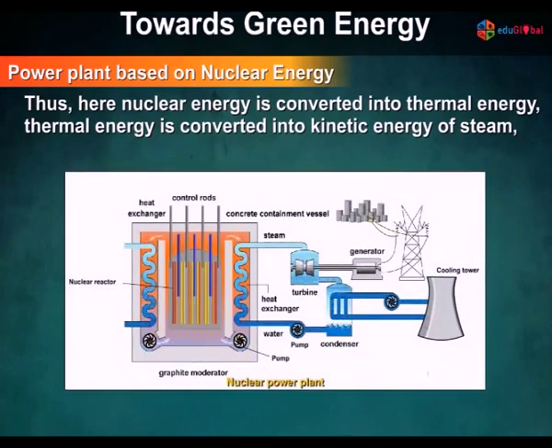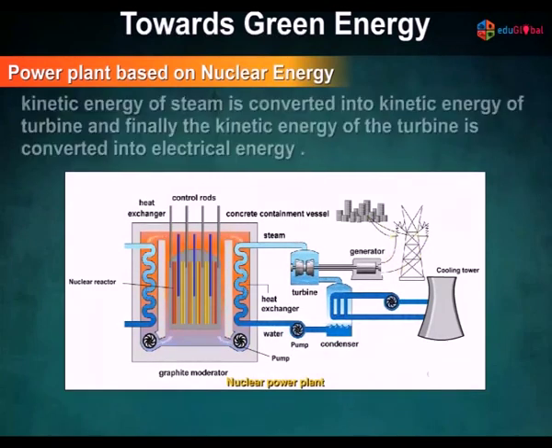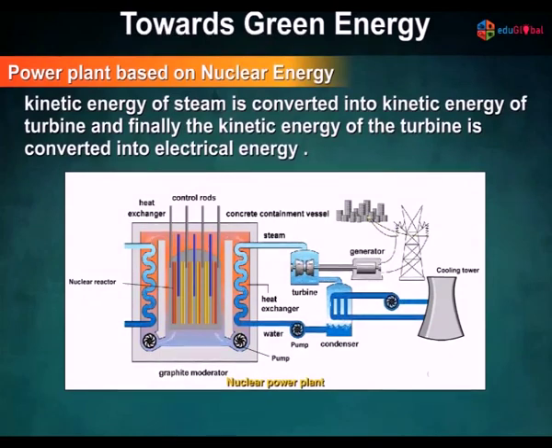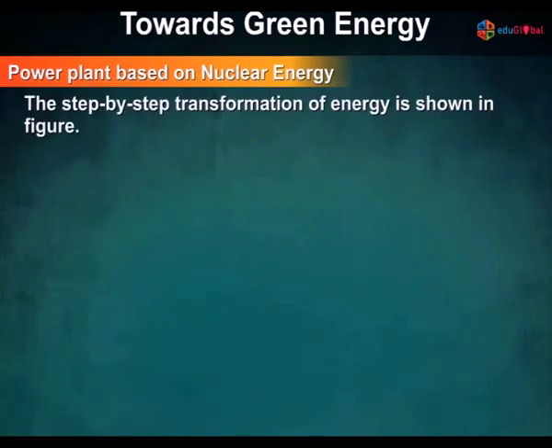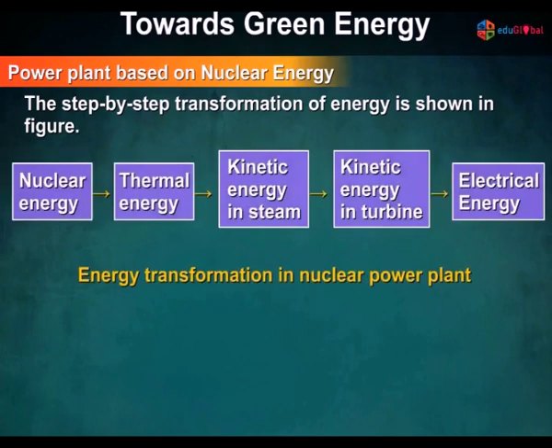Thus, here nuclear energy is converted into thermal energy. Thermal energy is converted into kinetic energy of steam. Kinetic energy of steam is converted into kinetic energy of the turbine, and finally, the kinetic energy of the turbine is converted into electrical energy. The step-by-step transformation of energy is shown in the figure. Energy transformation in nuclear power plant. Nuclear energy, thermal energy, kinetic energy in steam, kinetic energy in turbine, electrical energy.